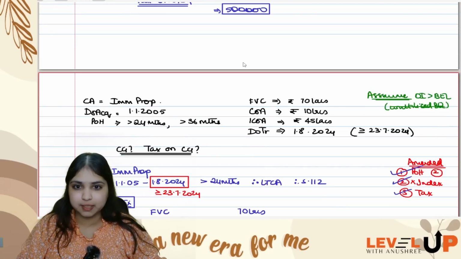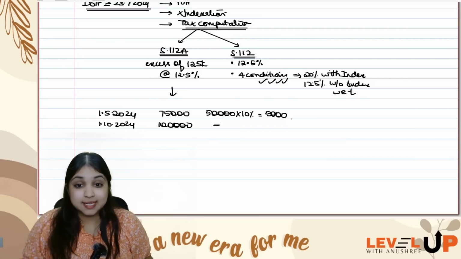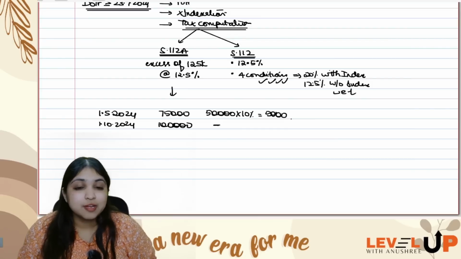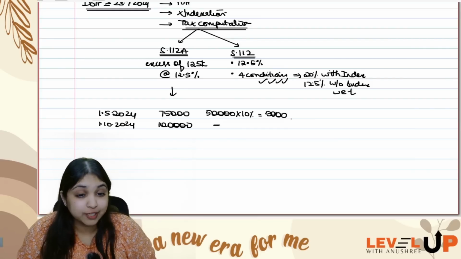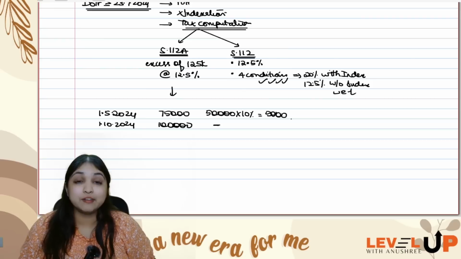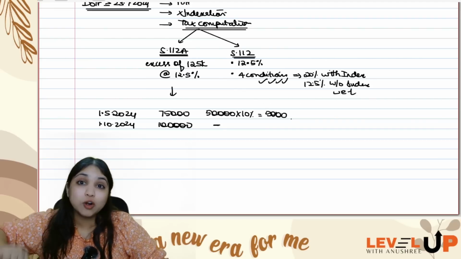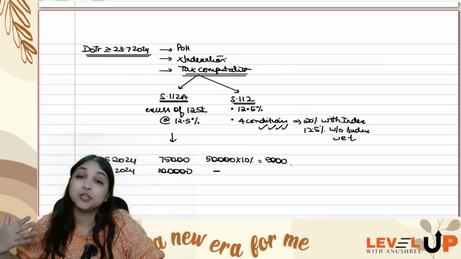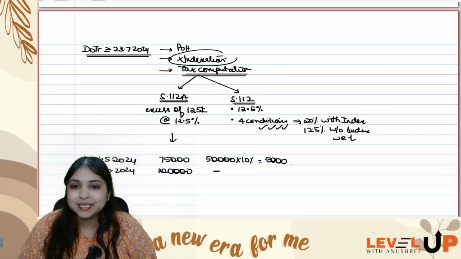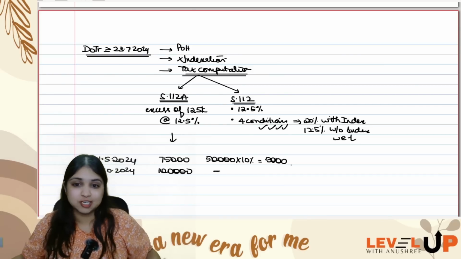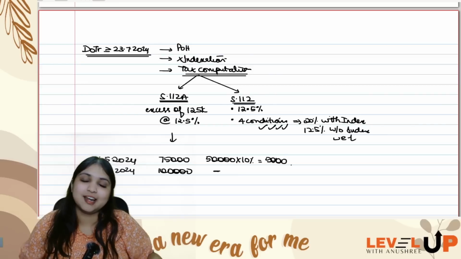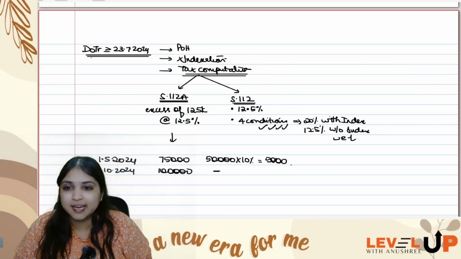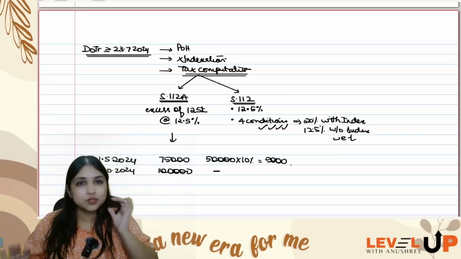What happened? 1 minute. Okay, I'm guessing it's visible now. So I was telling you that if all the 4 conditions are fulfilled, 20% with indexation, 12.5% without indexation, whichever is lesser. But all this thinking you will do only when you're computing tax and not when you're computing capital gains. When you're computing capital gains, you will simply compute without indexation. Whether 112A, whether 112, no indexation if date of transfer is on or after 23rd July 24.